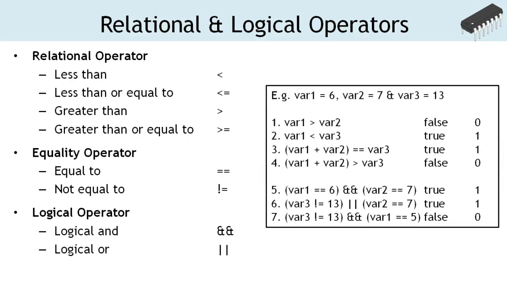Here are a few examples of relational and logical operators. var1, var2, and var3 are variables with values 6, 7, and 13 respectively. The examples provide the outcome of the expressions and present the associated results. In the example 5 and 7, the result of logical AND operation is true if and only if both the expressions are true. In such case, the C compiler does not evaluate the second expression if the first results in false, as an optimization.